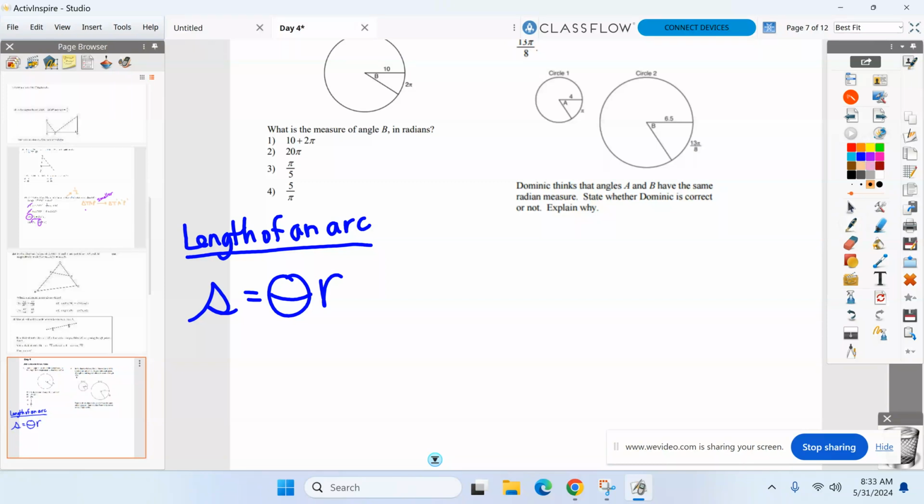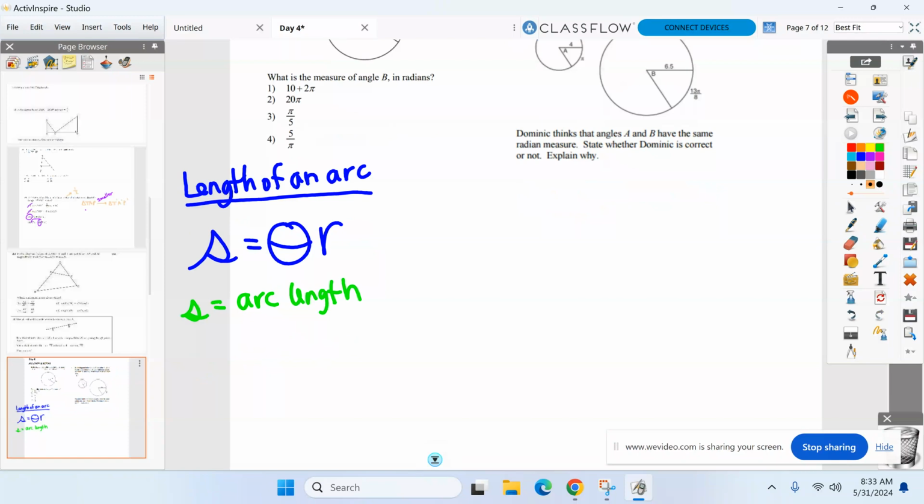Let's review each piece right now. What's each variable mean? Ready? S is the arc length. That's the length of your arc I substitute in for S. All right, theta. Again, don't get nervous about that. That's a variable. And what that means, that is the central angle of the circle. Remember the angle that comes from the center.